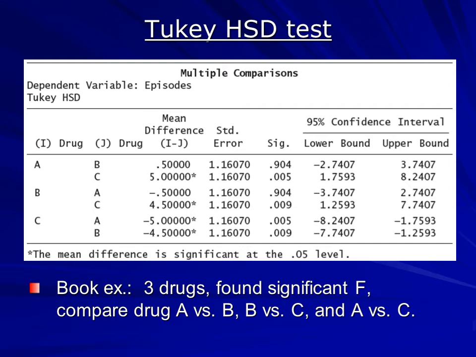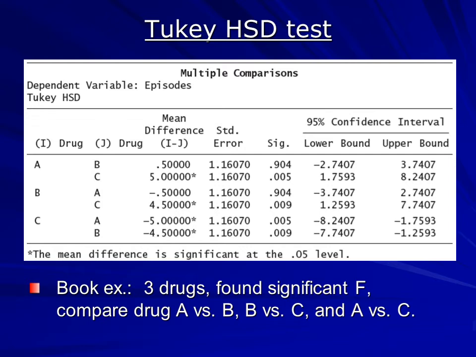On the left, you've got A, B, and C, and then drug in the next column. If you look across this row, you've got A versus B. The mean difference is 0.5 between those two. If A is I and B is J, this is what I minus J looks like. So A minus B equals 0.5, which tells me that A is 0.5 higher than B. Then there's the standard error, which is great, whatever.